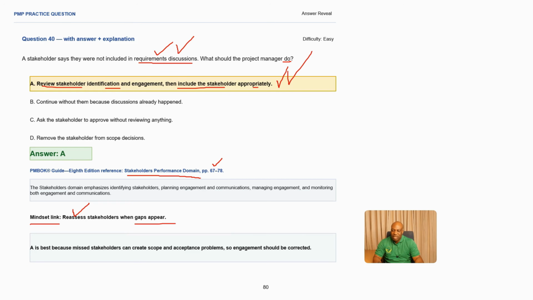All right, making A the best answer, because missed stakeholders can create scope or acceptance problems. So engaging should be done in the correct way. If you miss a specific stakeholder, like in this case, they are saying they were not included, which means they were missed in the requirements. It will create problems. So always make sure you engage and you also involve the stakeholders.